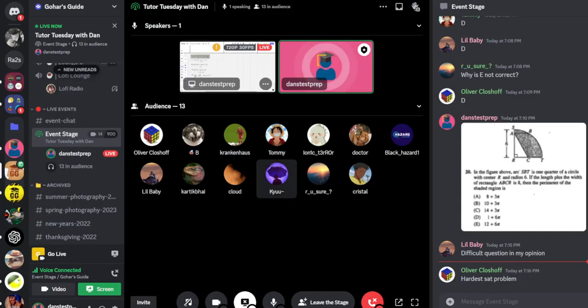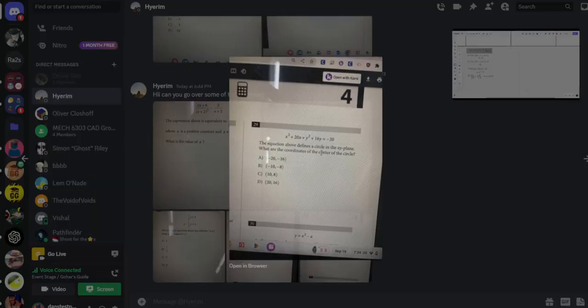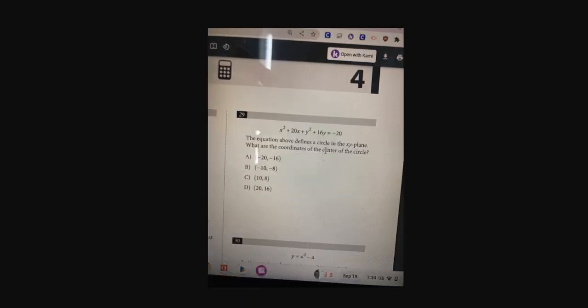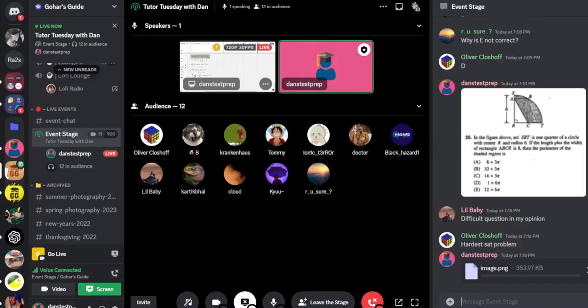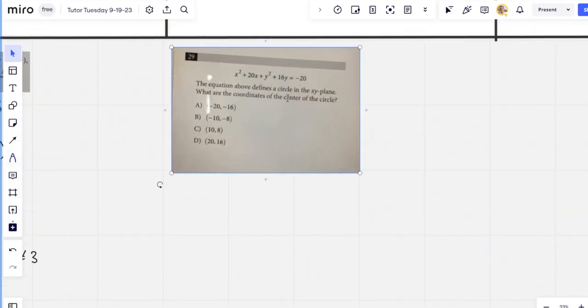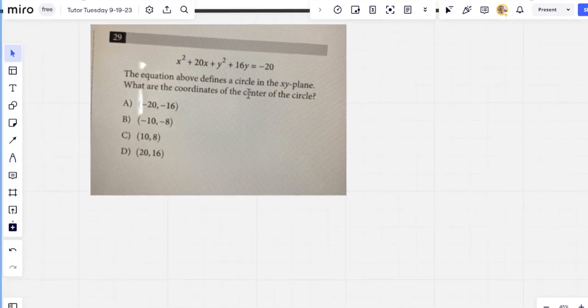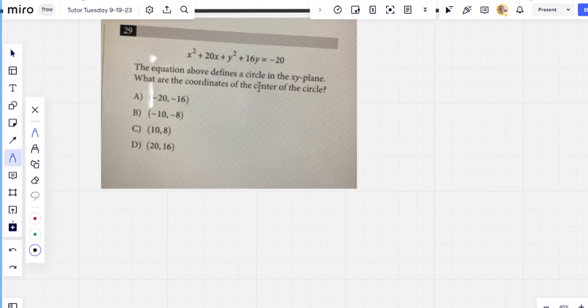What we got next? I know someone submitted a couple more problems, so let me pick one of those. It's the circles question. We just did the hardest circles question, so this one should be a little bit easier. The equation above defines a circle. What are the coordinates of the center of the circle? Not too bad. We would just want to get this into x minus h squared plus y minus k squared equals r squared, kind of the standard form of circle equation, because right now it's in a general form.